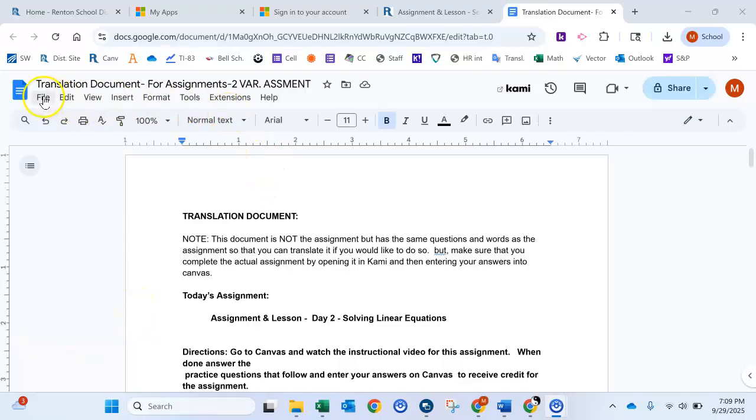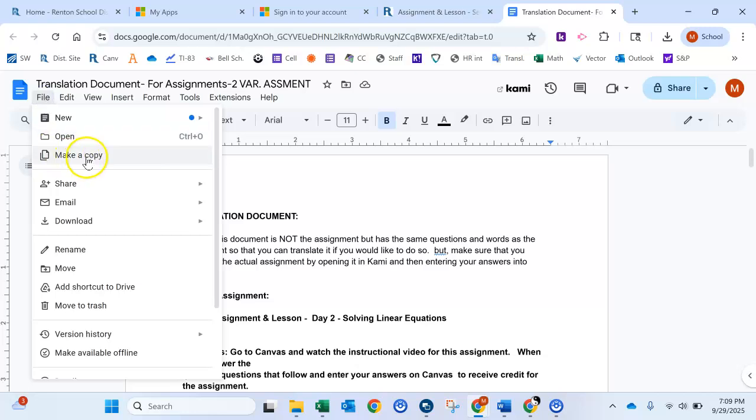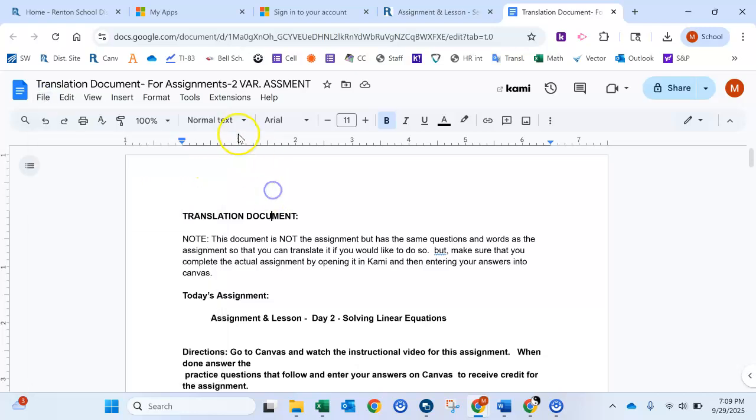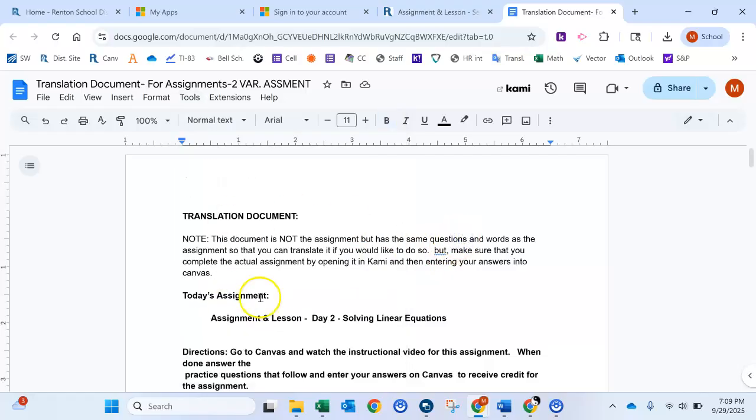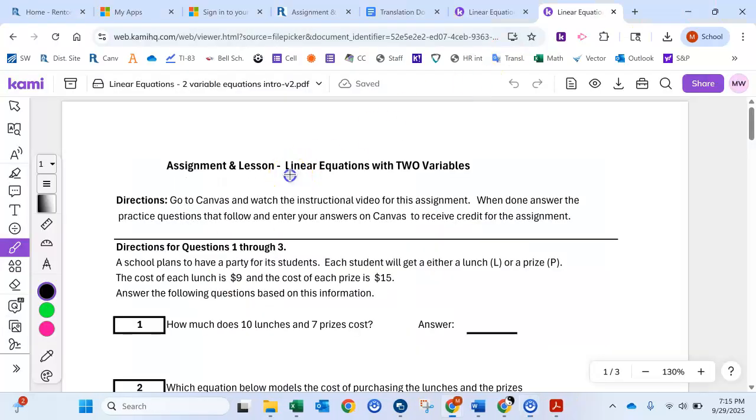Remember, to translate, you've got to make a copy first: file, make a copy. Then when you make a copy, you go to tools and you can translate, okay? Okay, so here is the assignment.